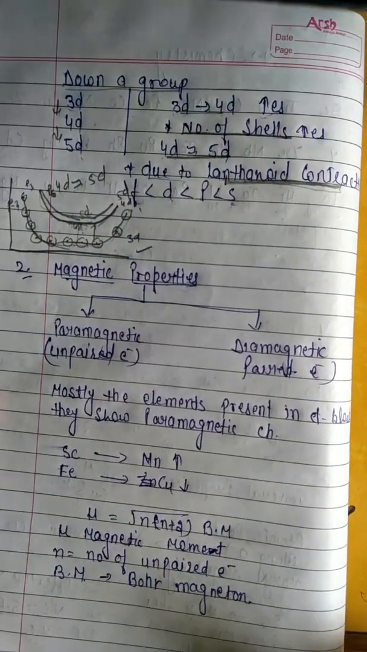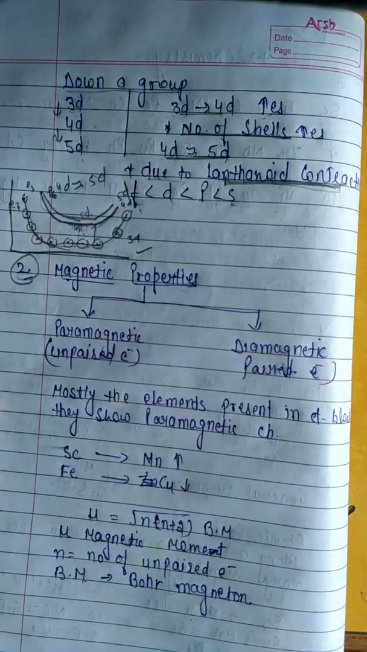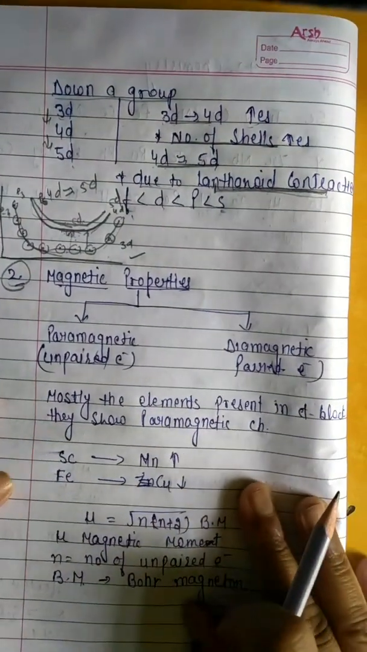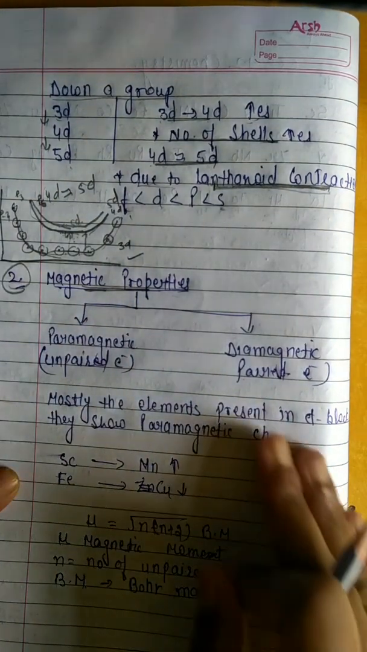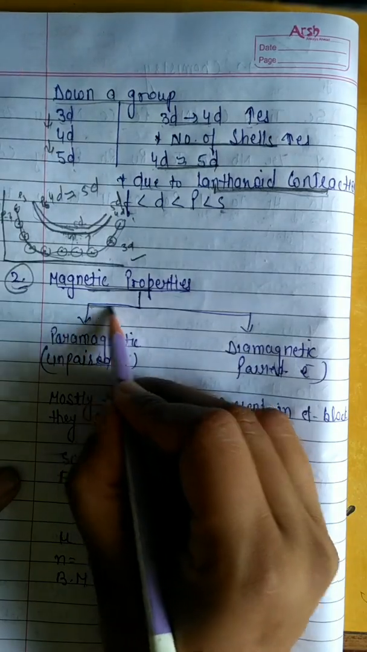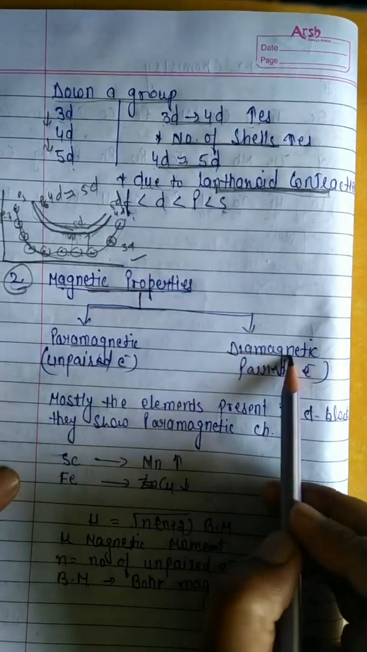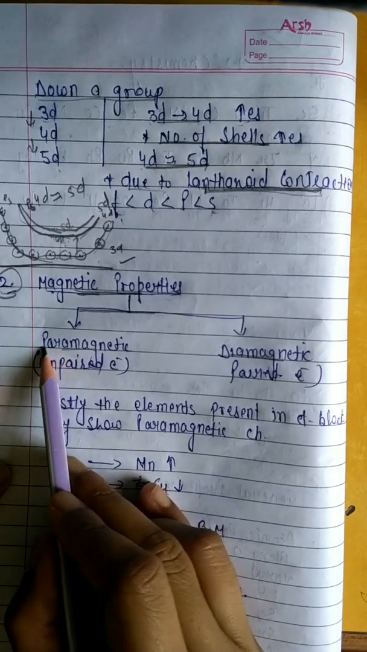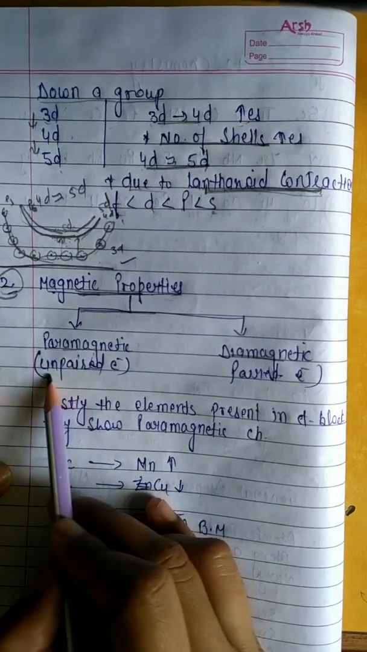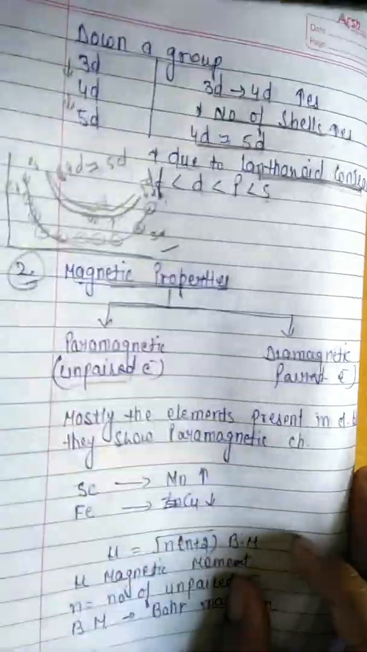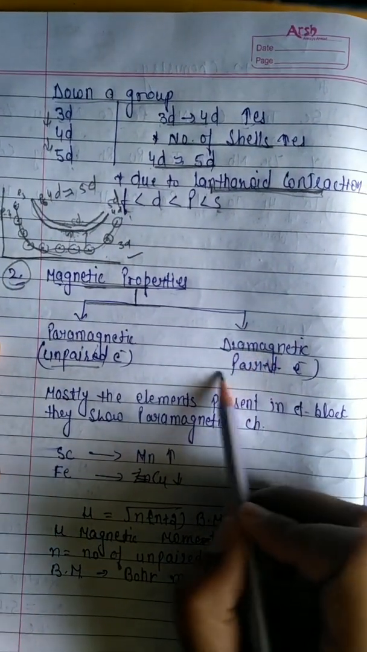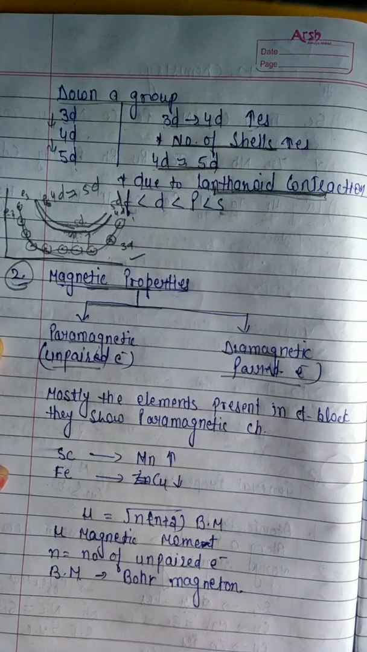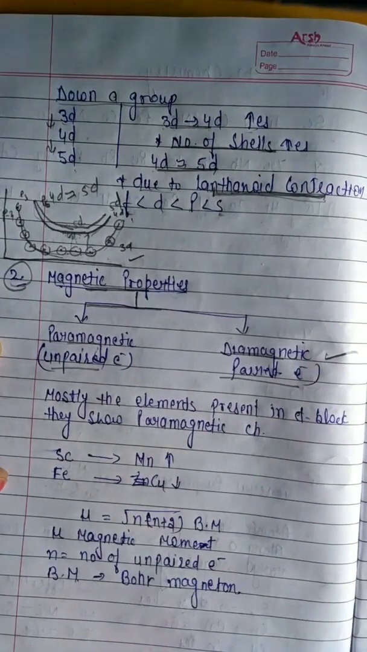Clear? Next, we are discussing a short topic again, that is the magnetic properties, which we have discussed in a previous class also. In magnetic character, there are two types: the paramagnetic character and the diamagnetic character. What is paramagnetic character? In paramagnetic character, unpaired electrons are present. But in diamagnetic, paired electrons are present in an orbital. That magnetic effect is called diamagnetic.